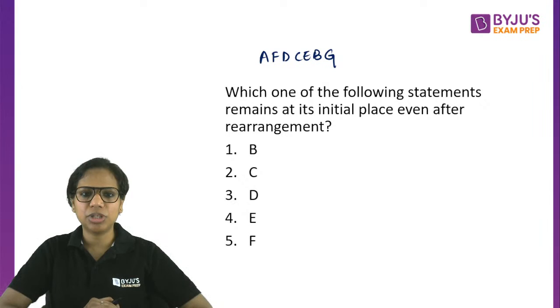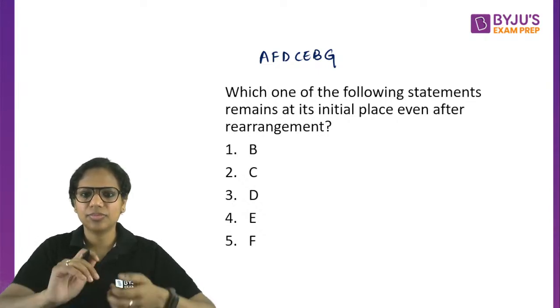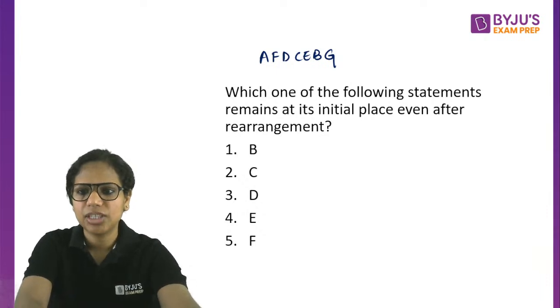C I've got from Sameer. Okay. Option 2. B, Sweetie says. Okay, option 1. All right. E. Okay.